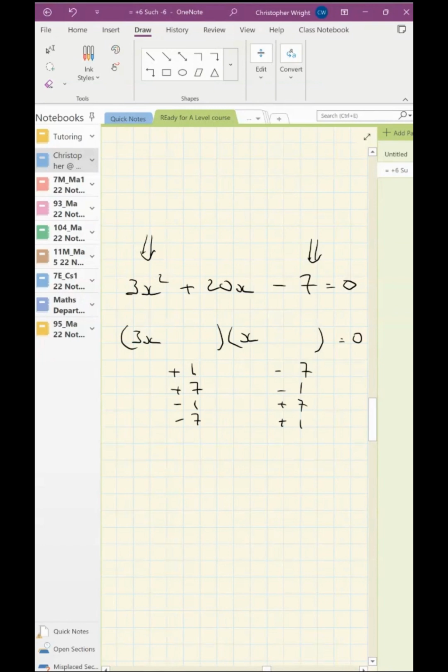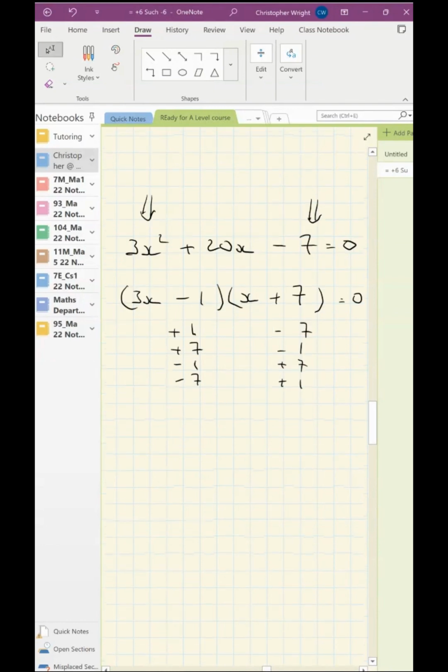But I tend to do it by looking at this and saying, well, look, I know that I've got to have plus 20 here. Well, I know that 7 3s are 21. So if I put this 7 here, that's going to give me 21 x's. And I need to subtract 1x, and that's where I can use the 1. So rather than writing out all the possibilities, I tend to think my way through it. So there it is factorised.